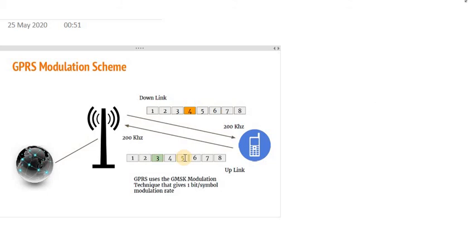In order to mitigate this, another technology was introduced, called Edge. We will discuss the Edge technology in another lecture, but in this lecture I am talking about the GPRS modulation scheme. We use the GMSK modulation technique to provide the channel capacity rate to transfer the data from the base station to the mobile station.